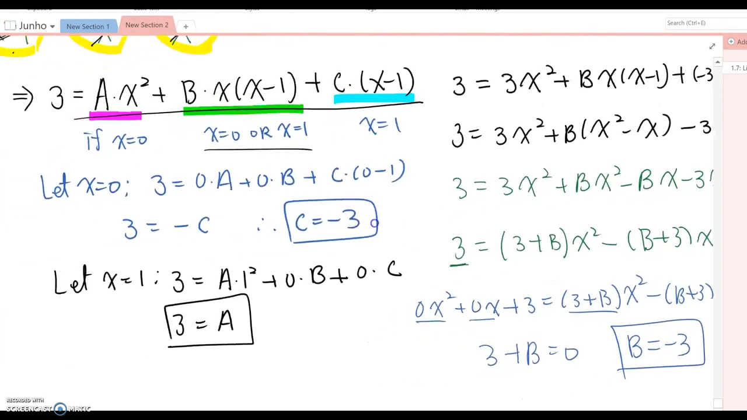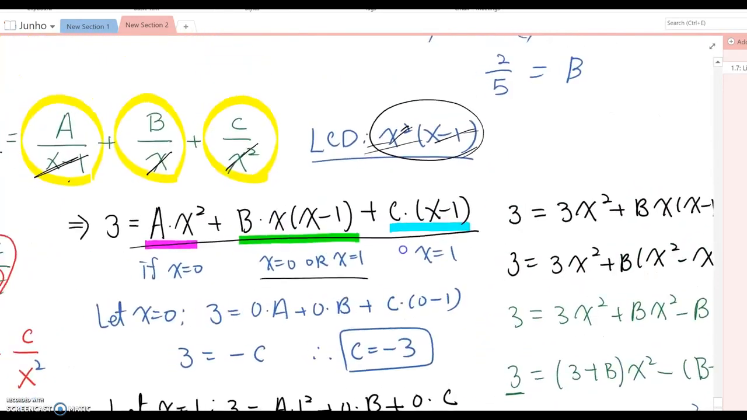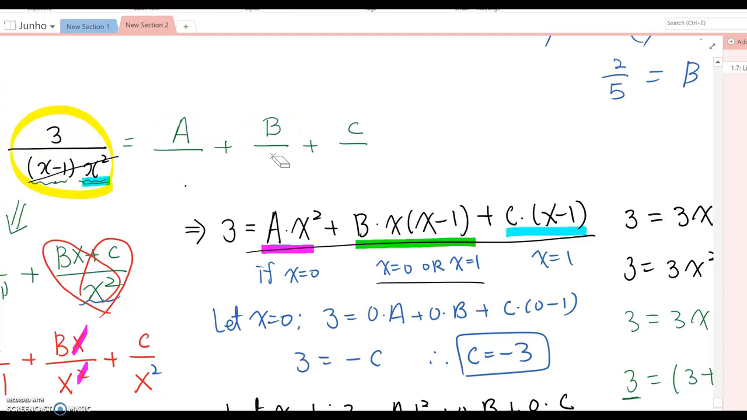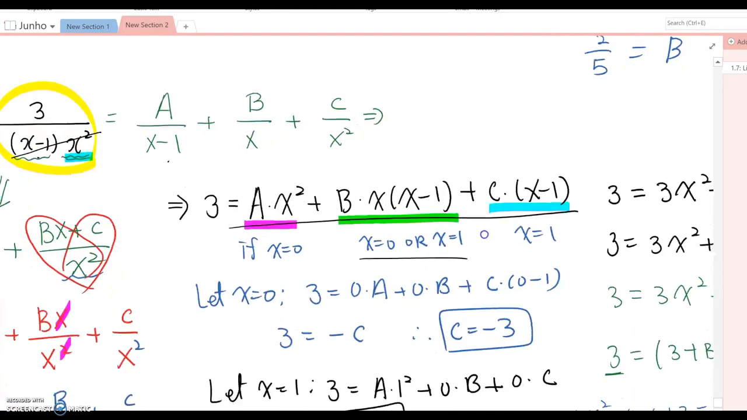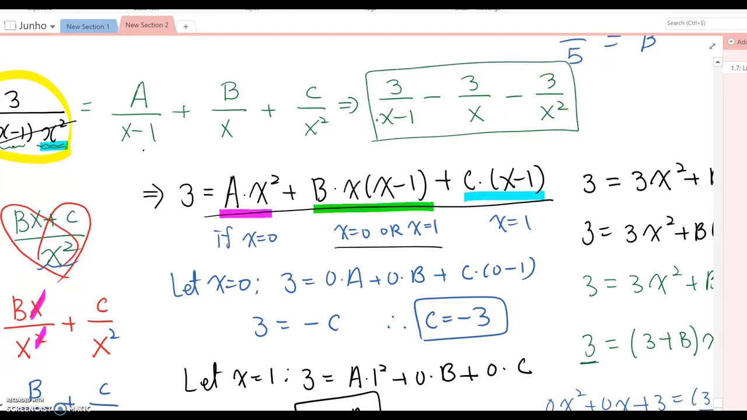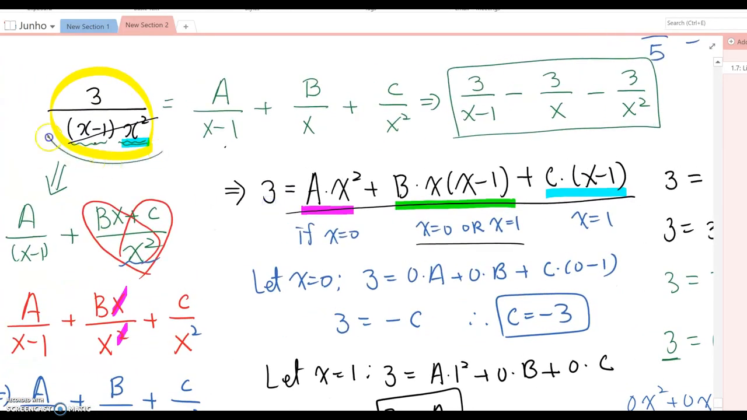Then now we can complete this fraction. So I'm going to just delete this part and then rewrite it. a over x minus 1 plus b over x plus c over x squared. You can rewrite this: a was 3, so 3 over x minus 1 minus 3 over x minus 3 over x squared. That will be the partial fraction decomposition for this rational function.